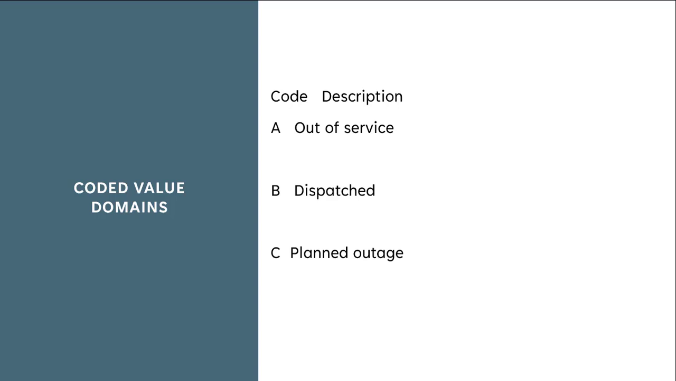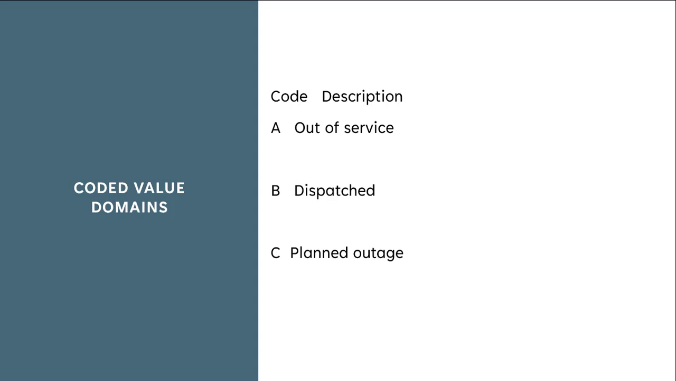Now, with this, instead of typing anything, you just select. It creates more like a drop-down box, for those who have used a GUI before, a graphical user interface. Most of the software we use has a drop-down. So this drop-down will help you to just select. If it is code A, which is out of service, you just make a selection. If it's code B, dispatched, and all that.